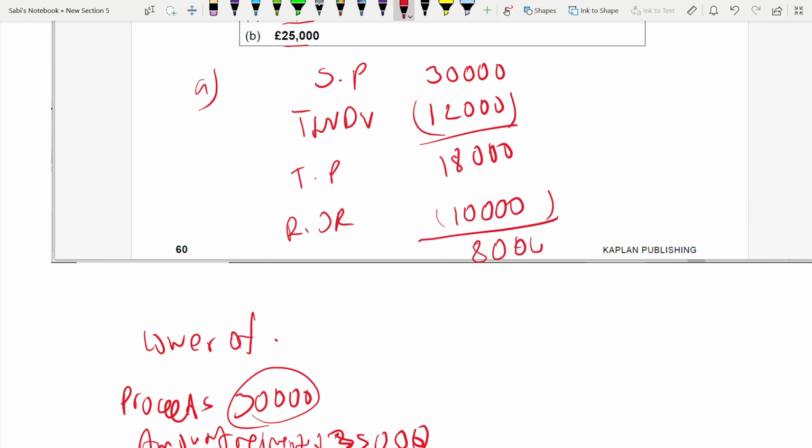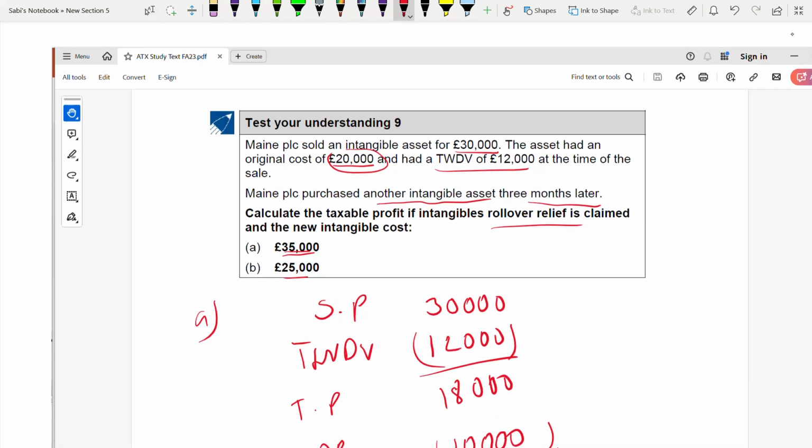So 18 minus 10, 8,000, is what? Taxable trading profit. If you see, the 8,000 that cannot be deferred is equal to the amount of the amortization that was claimed on the original cost. You see, the cost was 20, isn't it? And tax written down value was 12. So 20 minus 12 is 8,000. So this was the amortization that was claimed on the original asset, which is 8,000. So this you cannot defer. It is the same as your taxable trading profit.